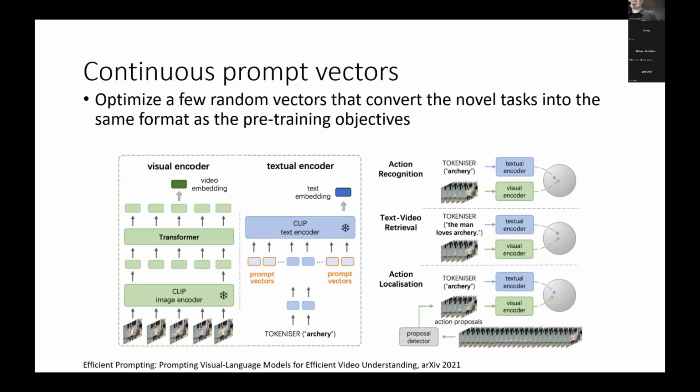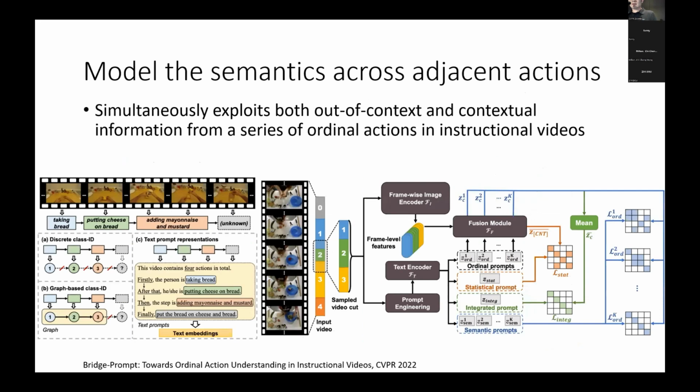The first one is the continuous prompting vector. The red part here is the prompting vector, which is random and learnable. The other parts of the model are fixed, like the CLIP image model and the CLIP text model. The transformer is learnable as well. So they will be able to learn the prompting vector and achieve different types of downstream tasks like action recognition, text video retrieval, and action localization.